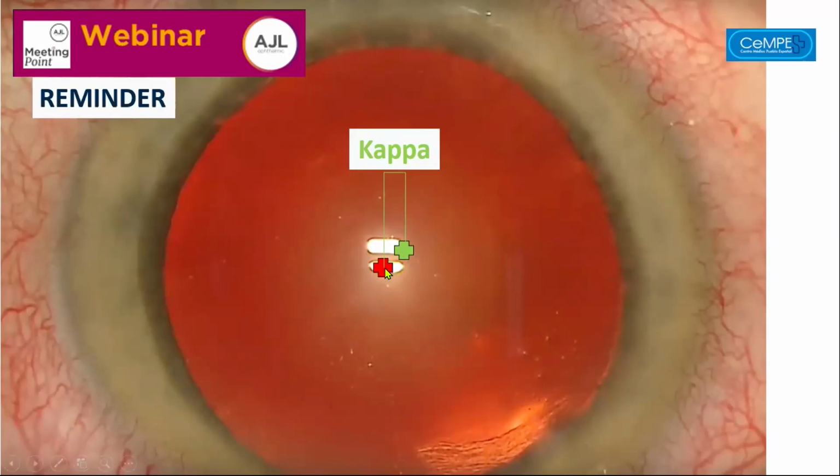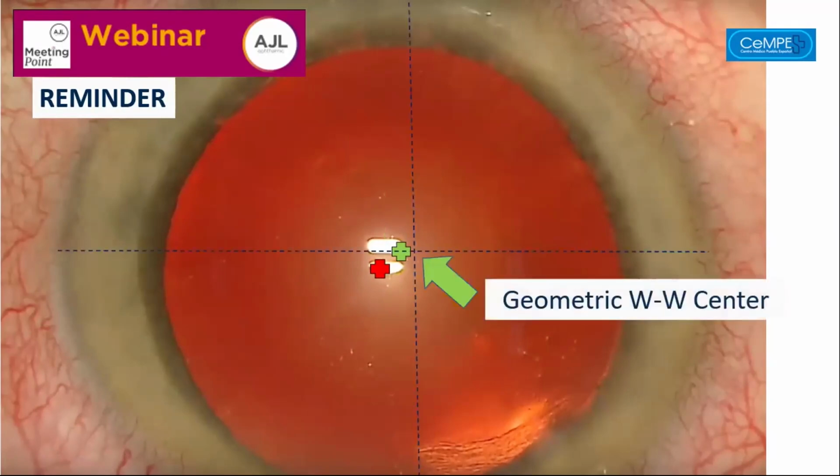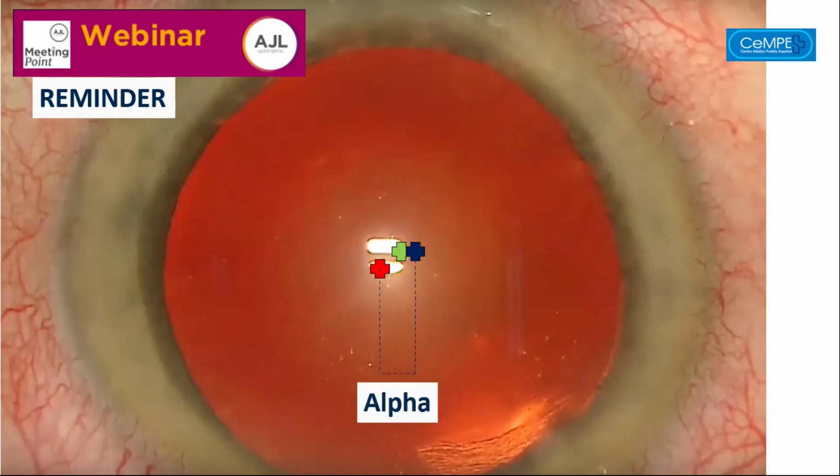And on the corneal surface, we can measure it in millimeters. Our measuring machines, biometers and topographers, do it automatically. And then the third consideration, you have the geometric center of the white to white. And this point not necessarily matches with the geometric center of the pupil and with the visual axis. And the angle between the visual axis and this geometric center of the white to white is the alpha angle.